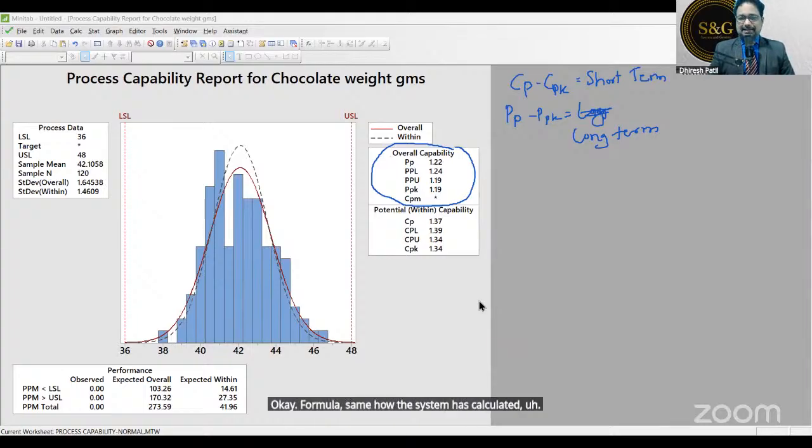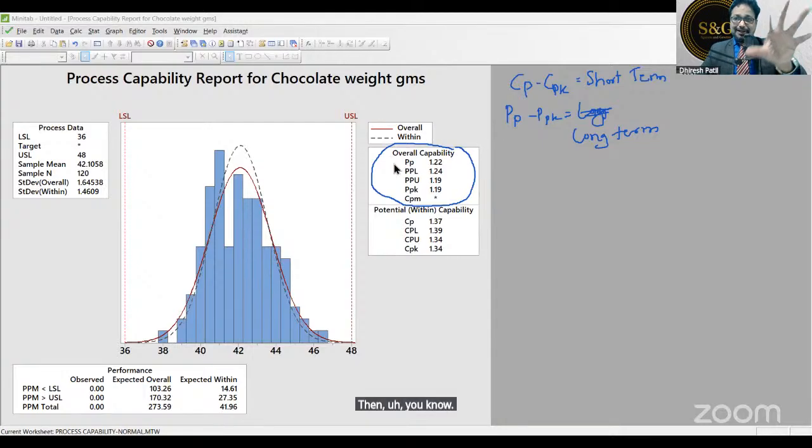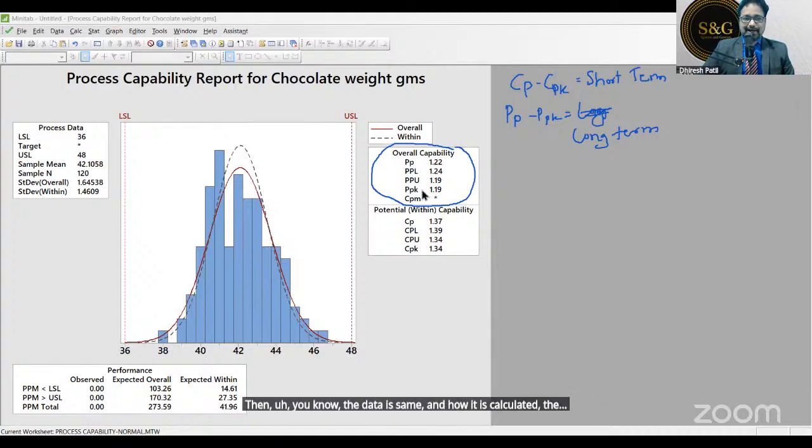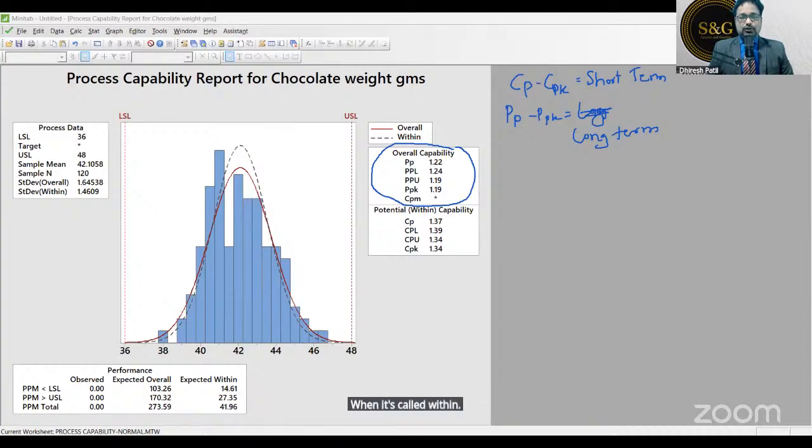Is it lesser? Now here, understand this. What is happening here is there is something called overall and within. Why this calculation? That's a very good question, Mr. Prasanna. The data is the same, then how is it calculated? Because there are two: one is called within, and one is called overall.